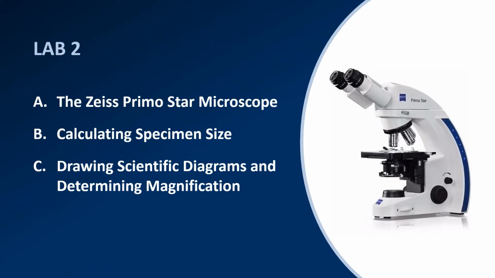In today's lab, we're going to complete 3 exercises. In the first exercise, I'm going to give you an overview of the parts and functioning of the microscopes that are used in the Biology lab. In part 2, we're going to learn 2 different ways to calculate the size of specimens that can be viewed under a microscope. And in part 3, we're going to talk about how to do scientific diagrams.